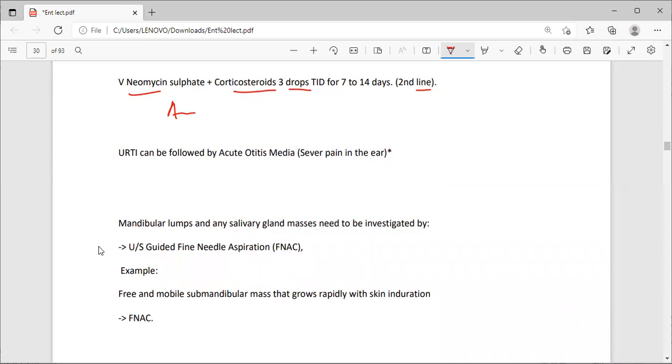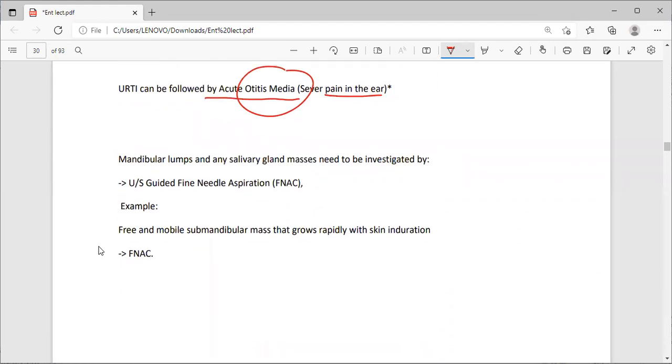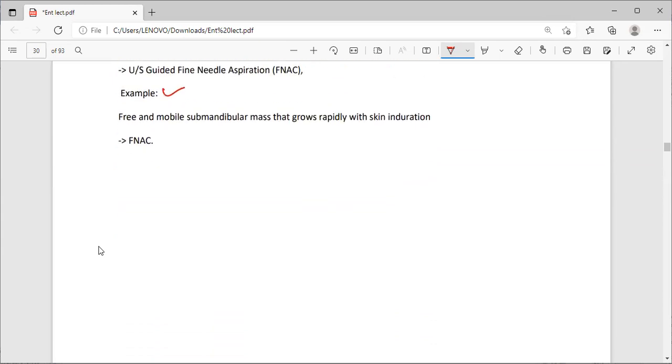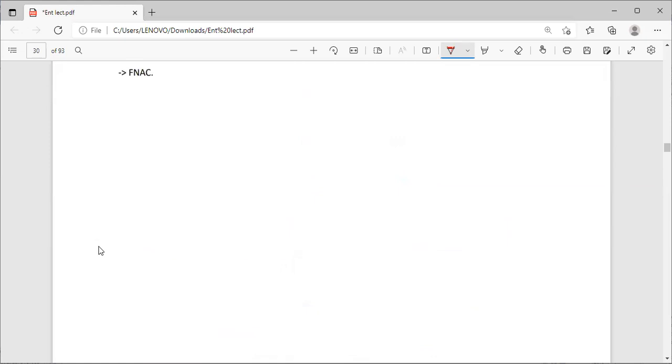The next one is that an upper respiratory tract infection can be followed by acute otitis media, with severe pain in the neck. Yes, this is common, I told you. Mandibular lumps and any salivary gland masses need to be investigated by ultrasound guided fine needle aspiration. For example, a free and mobile submandibular mass that grows rapidly with skin induration: FNAC. What are we expecting? We are expecting some submandibular cancer. Let me explain it to you.